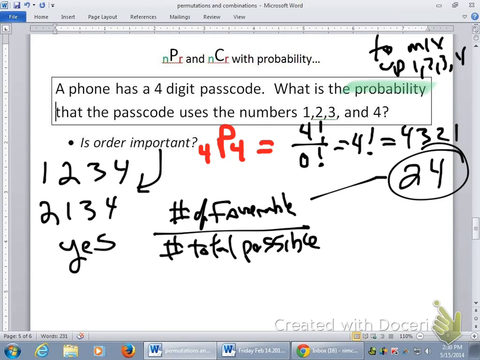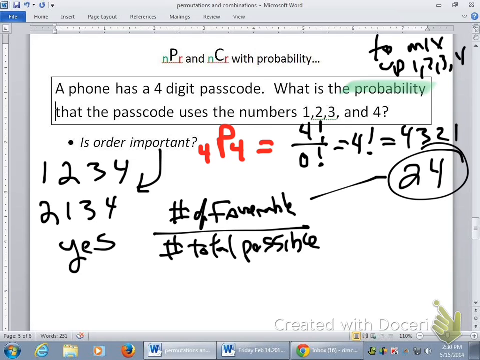Now I said the word combination. I didn't really mean to say combination. How many different ways can you make a passcode? How many is that going to be? Is the order important? Yes. How many do you get to choose from? 10. You have 10 digits to choose from.